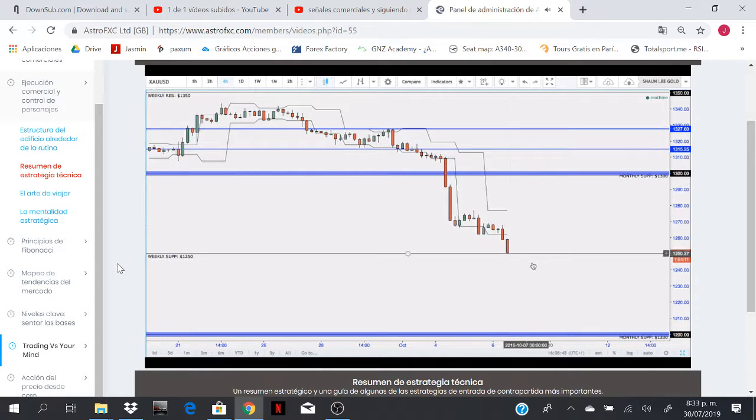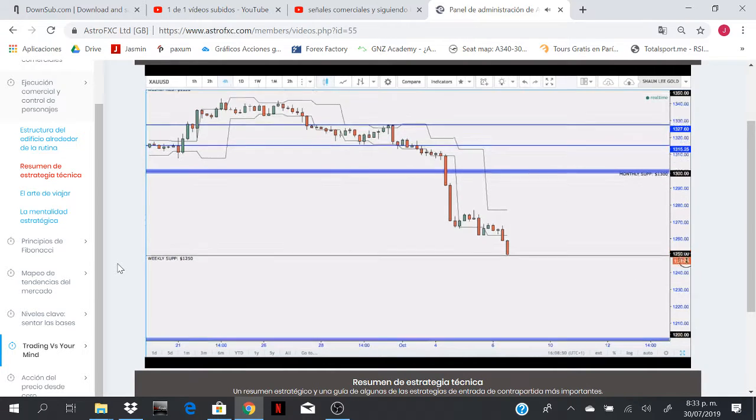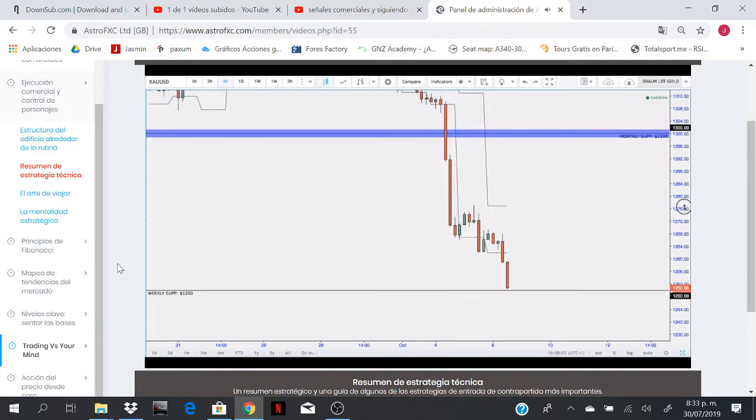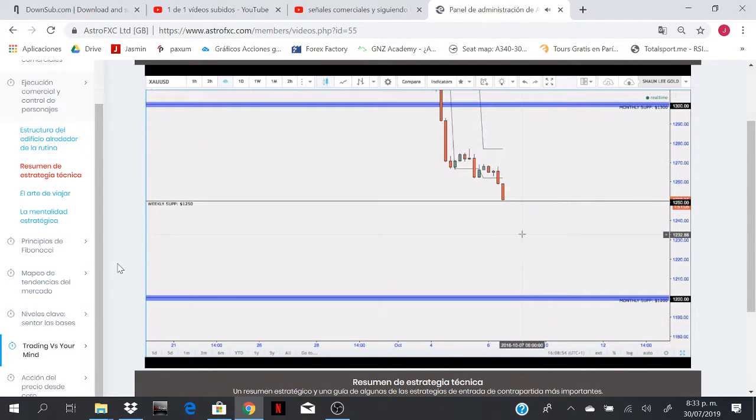So your target should have been weekly, which we're now hitting more or less to the pip shortly. Yeah, nine pips away, and we're going to be hitting that weekly. We may consolidate around here. We may break through and see 1200. That's 1,000 pips from 1300 to 1200 per ounce.